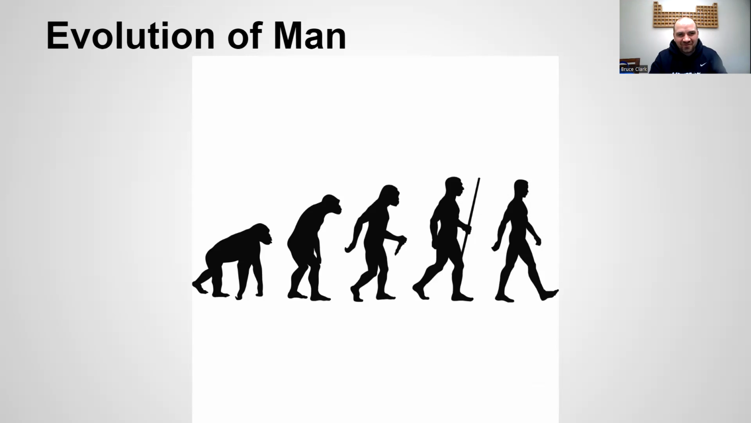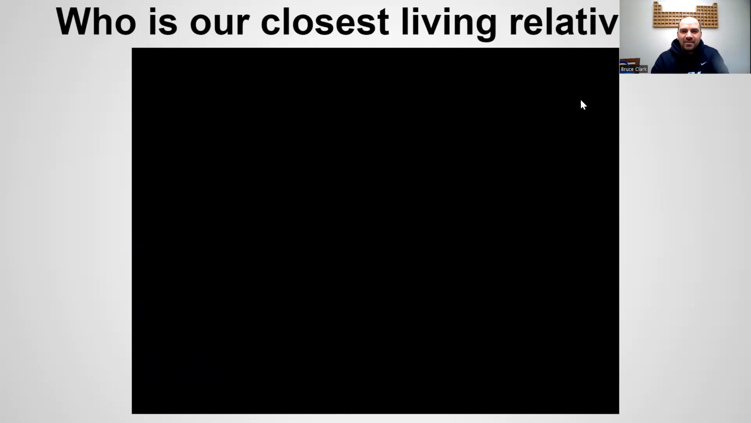You are not descendant from your cousin. You are just related to them. A more accurate picture would show a lot more branches of dead species and things that didn't make it, and changes and all that. So I don't like this picture because it's not very accurate as to what happened there.